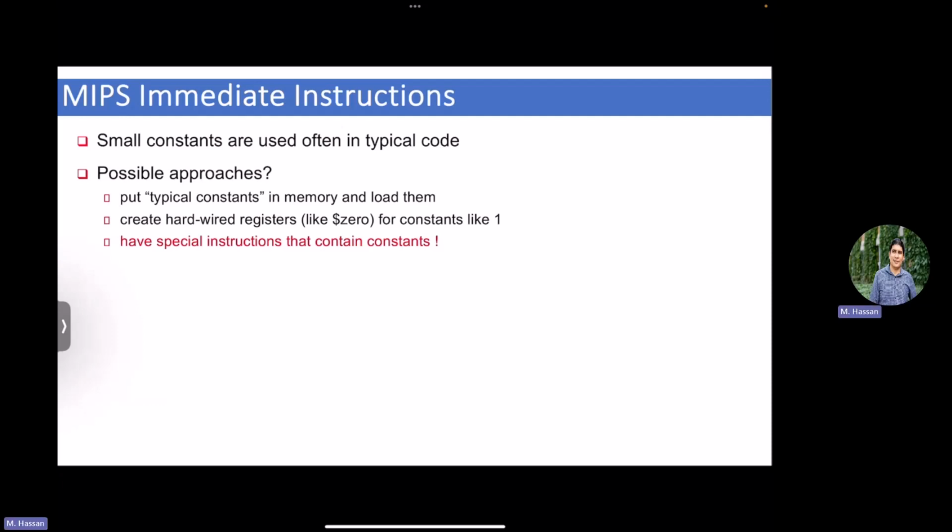What else can you dedicate a register to? Maybe 1. If we are incrementing, we always have a counter by 1, then I can have a register that is dedicated to 1. But then if you add another one for 2, or 3 and then 4 again, you start losing area because you cannot really add as many registers as there are constants.